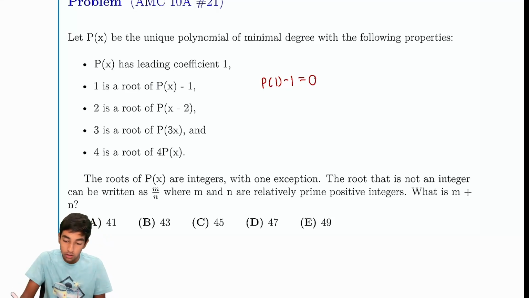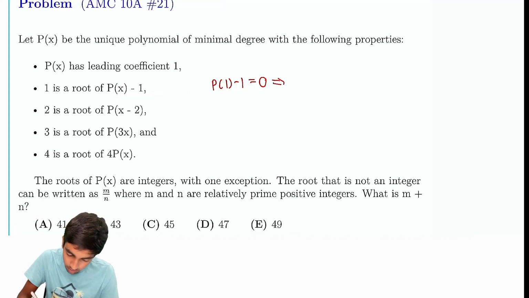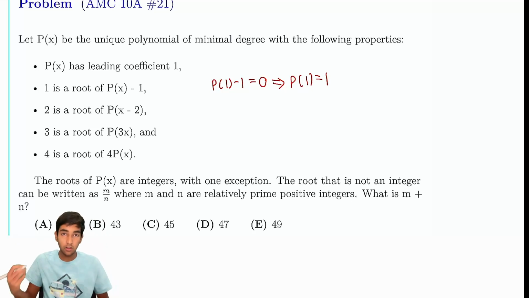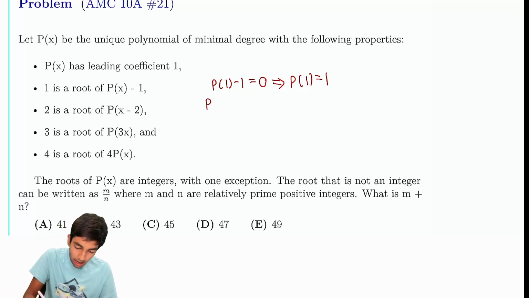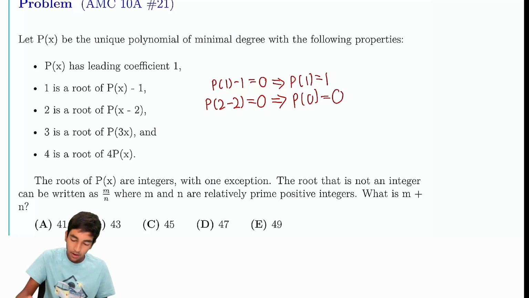Because 1 is the root of p of x minus 1, when you plug in 1 over here, it becomes 0. This is also equivalent to p of 1 is 1. 2 is the root of p of x minus 2. So what this is saying is p of 2 minus 2 is 0, because you plug in 2, it becomes 0. Or p of 0 is 0.